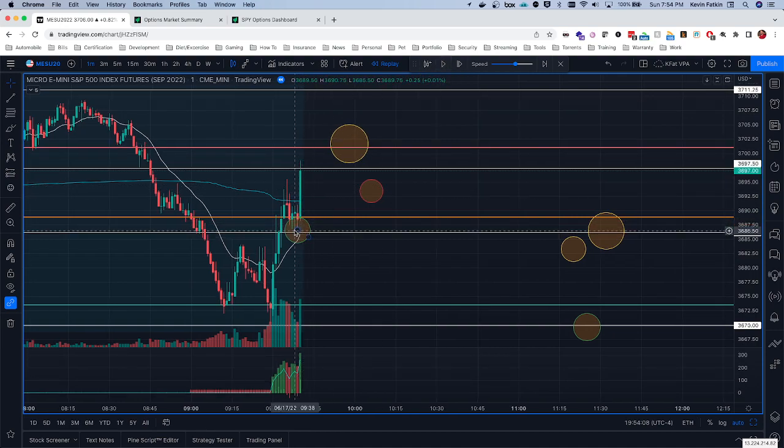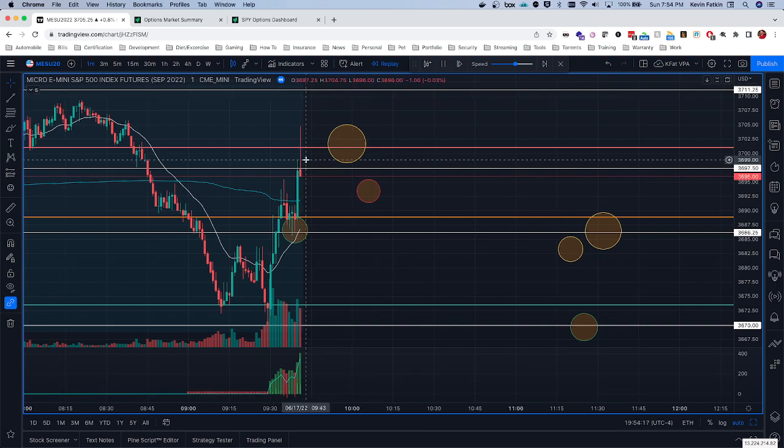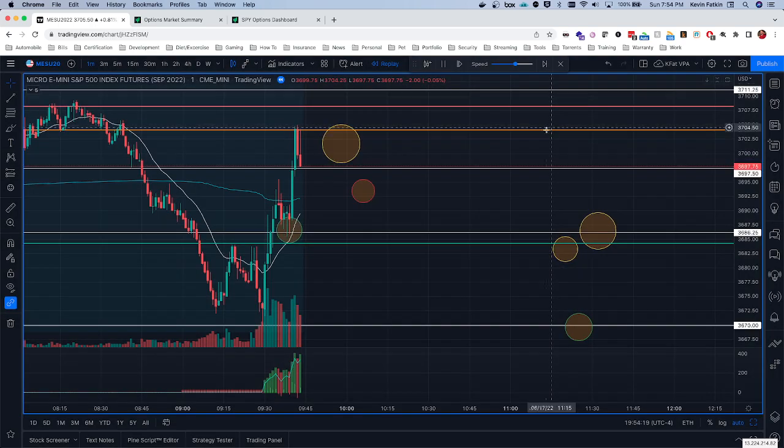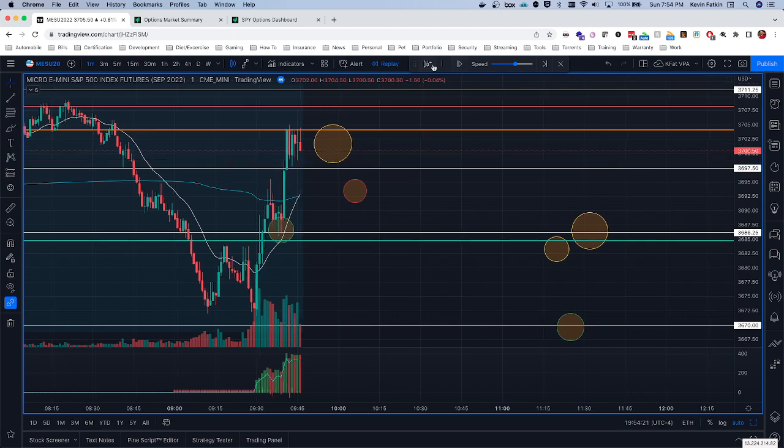And we form this first wick, and then I actually limit order in right here, and that's my first entry of the day, at which point we start pushing higher. And one thing I want to point out here, now this is when I talk about adding entries, we're above the 21 EMA. Again, I'm on the 1 minute chart, that's why I'm using this.